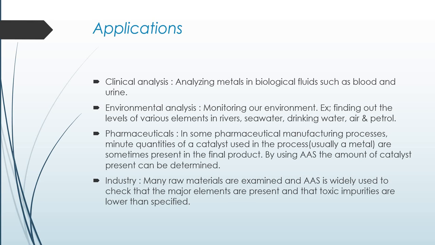Fourth one is industry. Many raw materials are examined and AAS is widely used to check that the major elements are present and that toxic impurities are lower than specified. For example, in concrete, where calcium is a major constituent, the lead level should be low because it is toxic.